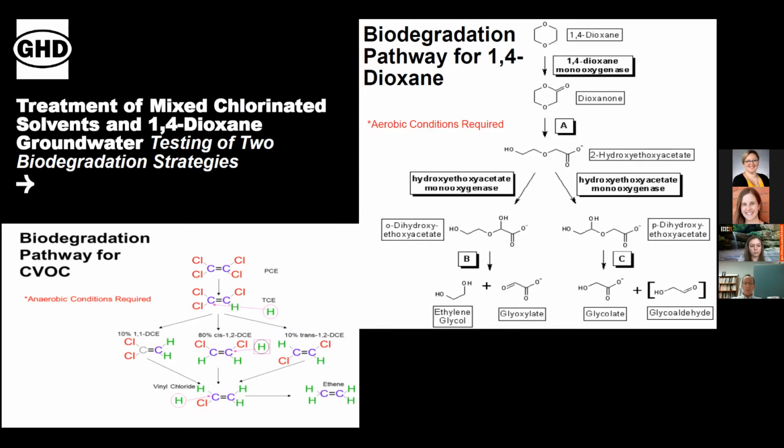In this first slide, I've just shown the biodegradation pathways for both 1,4-dioxane and for chlorinated volatile organics. The pathway for 1,4-dioxane in the literature has typically been a degradation pathway under aerobic conditions. So you can see that the 1,4-dioxane breaks down into various different daughter products, and then in the end can break down into final products like glyoxylate, ethylene glycol, and glycolate.